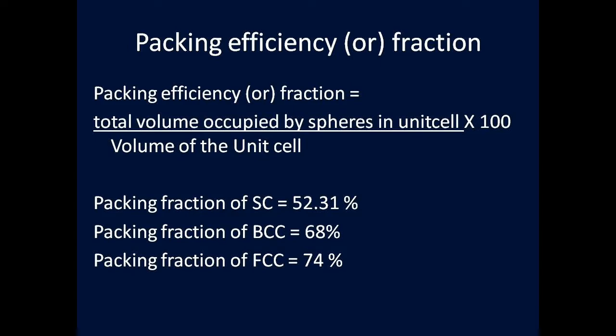Now we are going to measure the packing fraction or efficiency of the cubic unit cell. That is total volume occupied by the spheres in the unit cell times 100 divided by volume of the unit cell. For simple cubic unit cell, packing fraction is 52.31%. For body centered cubic unit cell, the packing efficiency is 68%. For face centered, it is 74%. We are going to see this percentage afterwards.